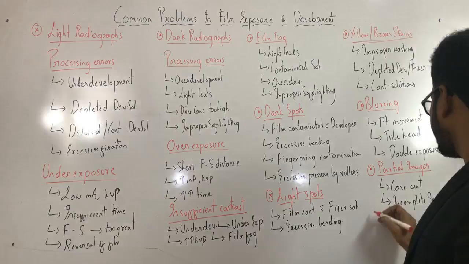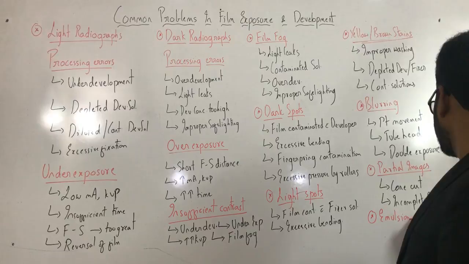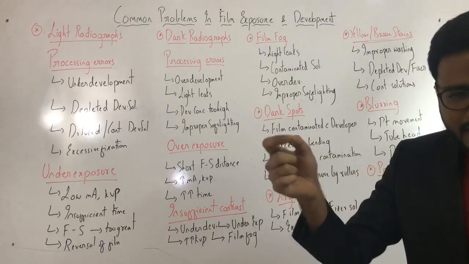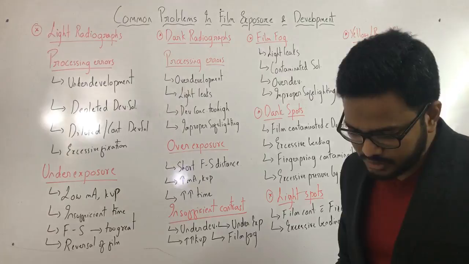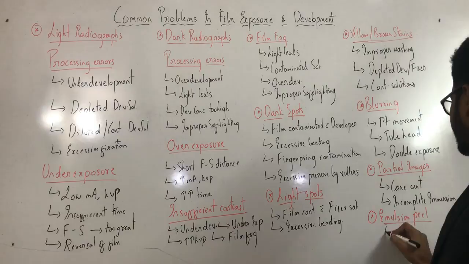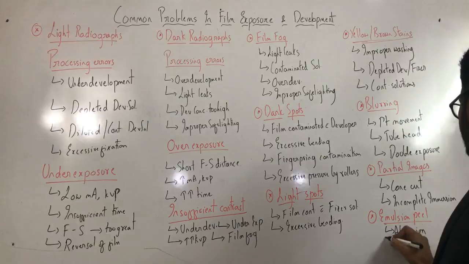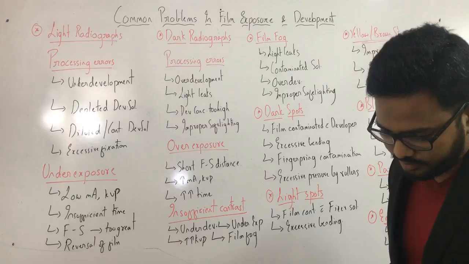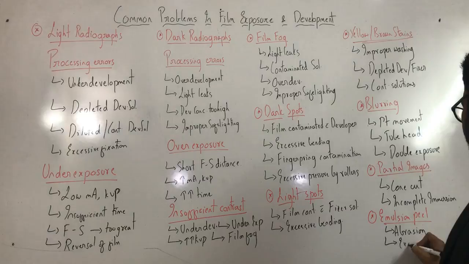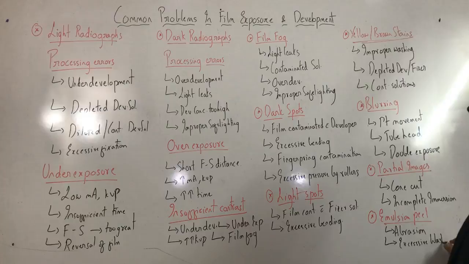And finally, emulsion peel. I mean, have you tried this anytime when you look at the radiograph and, with your fingernail or even with a probe, you can have the scratch marks or peeling off of your emulsion, isn't it? So emulsion peel, when there is friction between your film and your tank, that is abrasion. So abrasion can lead to peeling, and your scratches on film. Even excessive time in washing can also lead to peeling. Good.